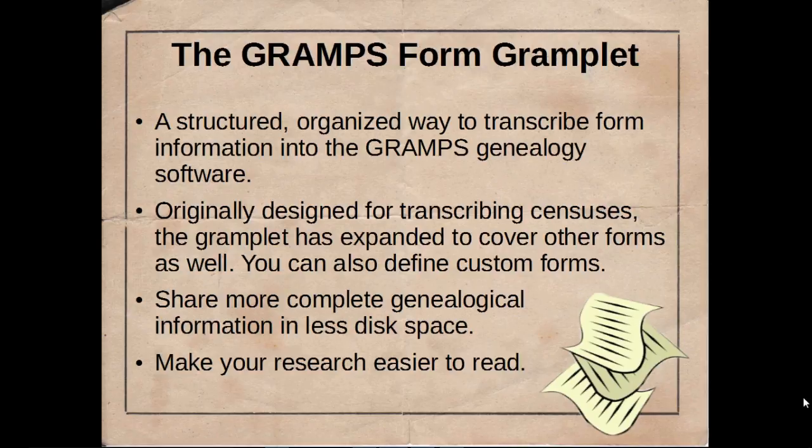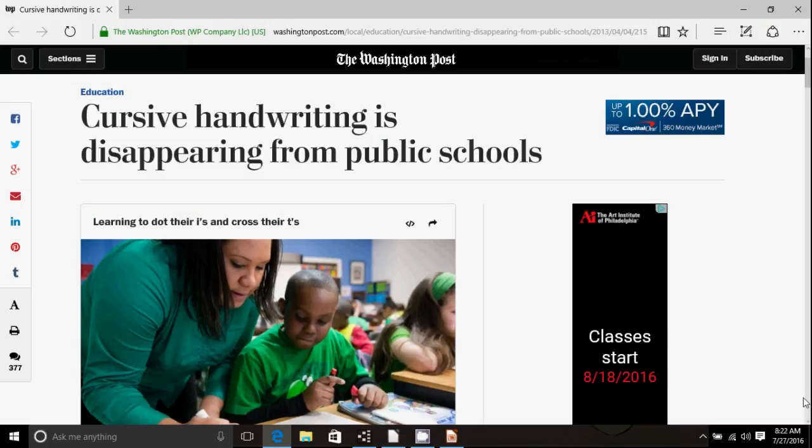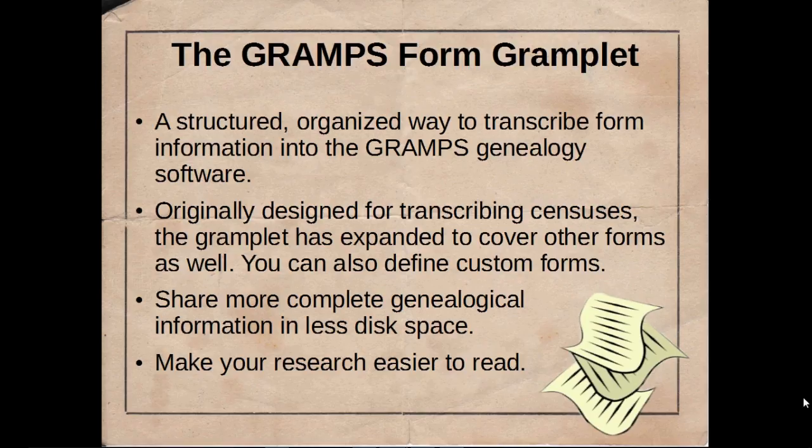If you think your forms are difficult to read, just imagine how they are for people who don't look at this stuff all day. Take a look at this headline from the Washington Post. Cursive handwriting is disappearing from schools. This is something I think a lot about when I'm preparing my genealogy research. People in the future may find it difficult to read some of these documents that you've got, and the more you transcribe, the easier it'll be for future generations and for people in the present who have a hard time reading some of these forms. So we're going to take a look at the forms Gramplet today and how to use it.